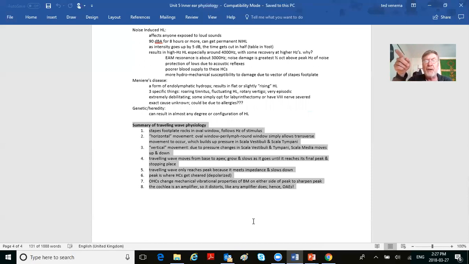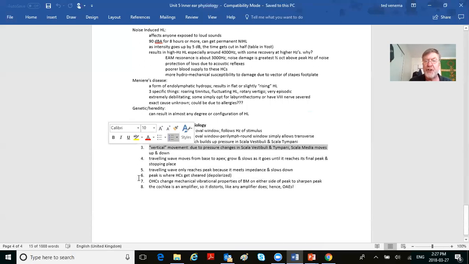And what allows that to happen is the helicotrema. Okay, that little curve around the tip at the apex of the cochlea. The vertical movement is caused because of pressure changes in the scala vestibuli and tympani. The scala media moves up and down because the cochlea gets narrower toward the helicotrema. So a pushing of the fluid through the oval window is going to cause a pressure buildup. And that pressure buildup is going to indent the scala media near the base of the cochlea if it's a high frequency sound, and it will indent the scala media near the apex of the cochlea if it's a low frequency sound. The traveling wave moves from base to apex.